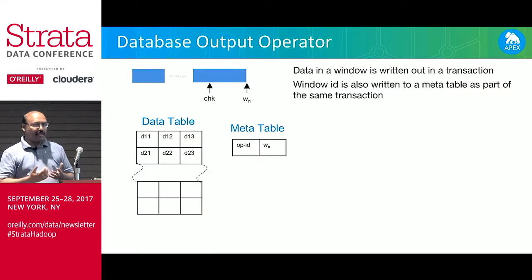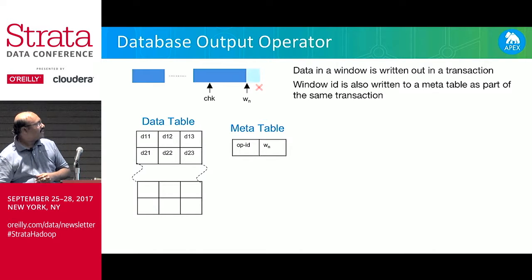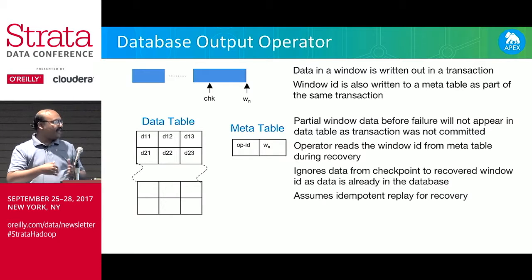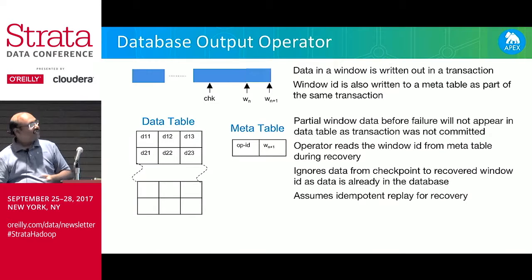on a replay, the engine will start the operator back at the checkpoint, but data from the checkpoint to window N has already been written to the table, so we don't want to write it again. So the operator ignores the data. As soon as it restarts, it reads the meta table back, gets the window ID from the meta table, and ignores the data from the checkpoint to that window so that there are no duplicates in the output store. And then it starts writing the next windows normally.